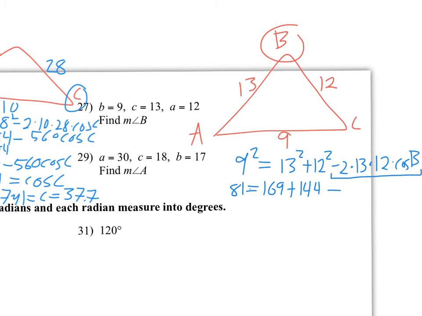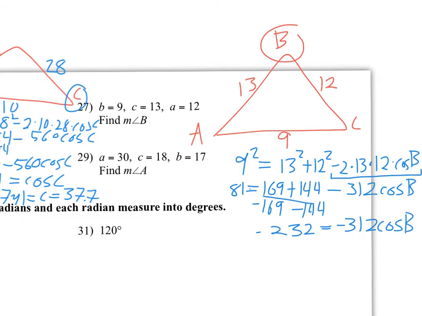13 times 12 is going to be 156, times 2 is going to be 312 cosine of b. Cool. I'm going to bring these guys to the other side now. So minus 169 minus 144. I do 81 minus those. We get negative 232. So negative 232 is equal to negative 312 cosine of b.